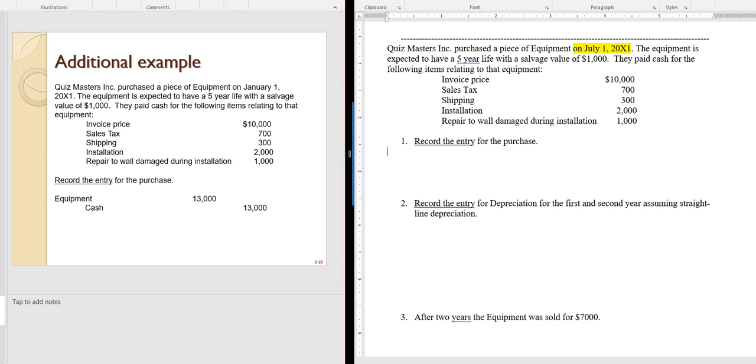Hopefully I remember that. I might have to pause this. Hold on. Goodness, I did. Okay, so I'm going to record the purchase. The equipment is expected to have a useful life of 5 years and a salvage value of $1,000. Here's what they paid for it.